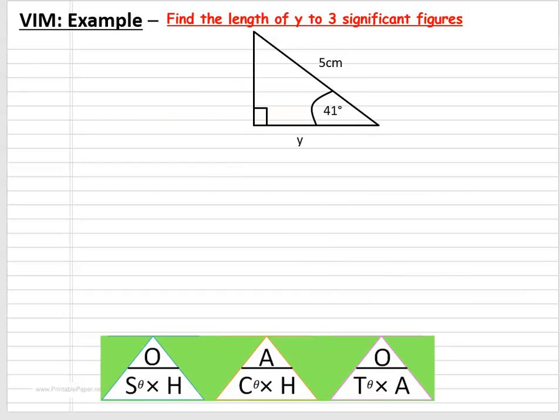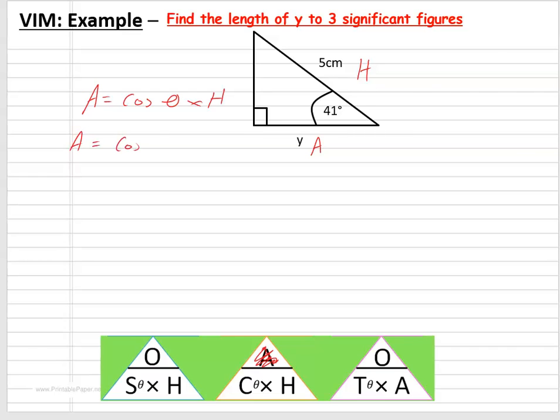Okay, so final example before you have your next task. Again, label the sides. So we've got H here because it's opposite the right angle, and this one is our adjacent because it's touching the angle. We're looking for adjacent again, so let's scribble it out. And we're going to do cos of the angle multiplied by our H. So let's write that out. A equals cos of the angle multiplied by H. Put in what we know.